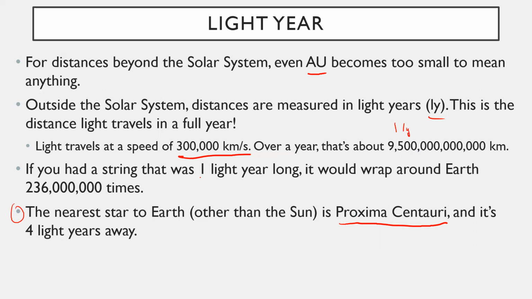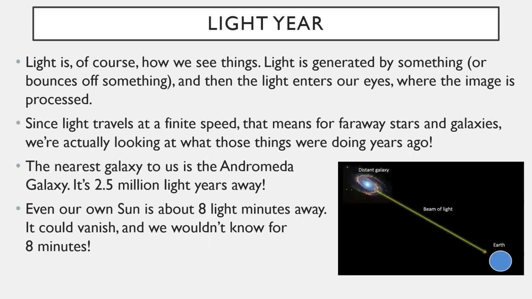Anyway, just to visualize what a light year really looks like, if you had a piece of string that was 1 light year long, you could wrap it around the Earth 236 million times. This is a crazy distance, right? But even in the scale of our whole universe, it's still very small. But we have to come up with some other unit like light years to avoid using absolutely stupid numbers like 9.5 trillion kilometers. That just gets out of hand, right?